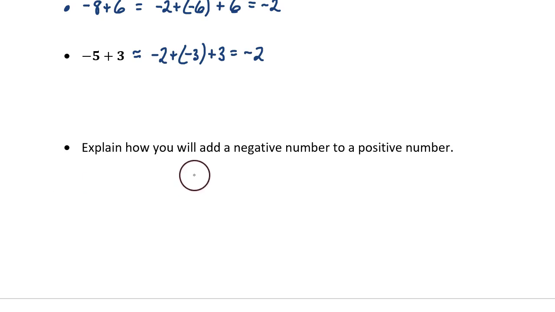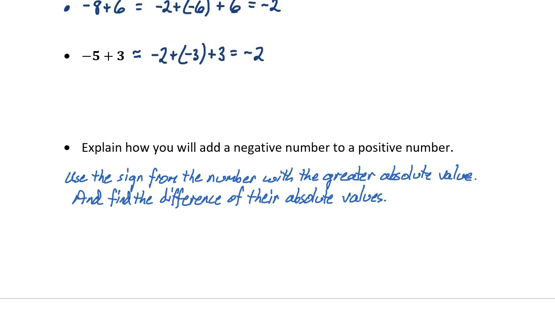Can you explain how you will add a negative and positive number? I'll pause the video for you to think about that. Everybody's going to have a different way that they think about adding positive and negative numbers together. And as long as the technique always works, then it's fine. Here's one thing that could be written down. Use the sign from the number with the greater absolute value and find the difference of their absolute values.